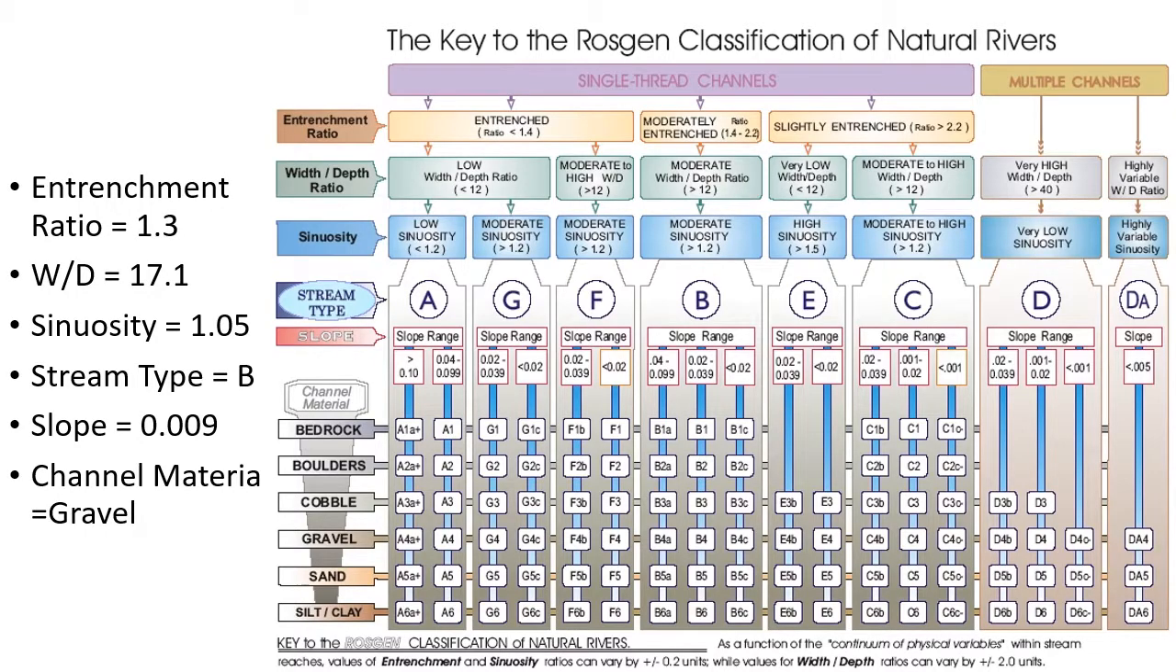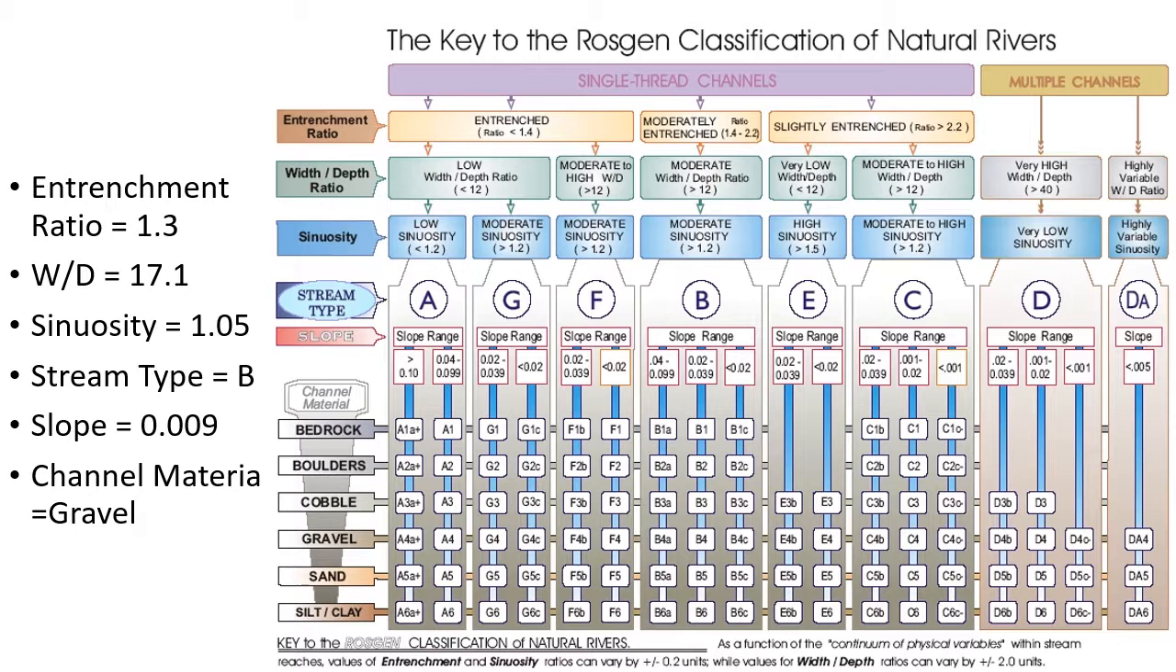So taking into account all of the data obtained, we can go to the third level of the stream classification. And the first thing we want to do is find our entrenchment ratio, which was 1.3, so it's moderately entrenched. And if you move down, the width to depth ratio was 17.1, which is larger than 12, so we can move down to sinuosity. And we got 1.05 for sinuosity. And it's supposed to be greater than 1.2, but for sinuosity, you can go plus or minus several units.